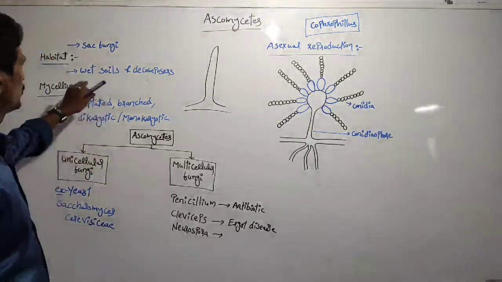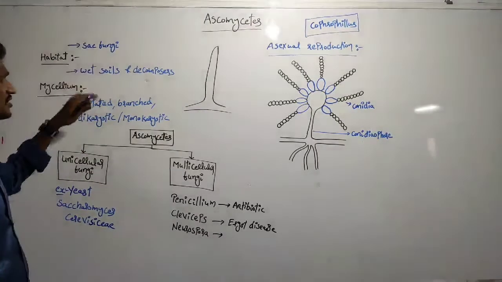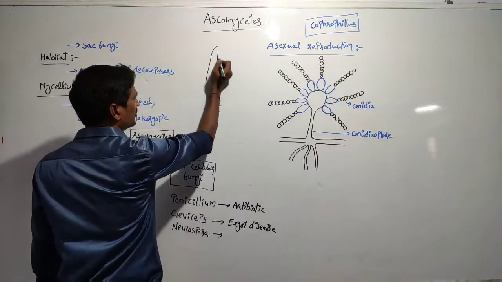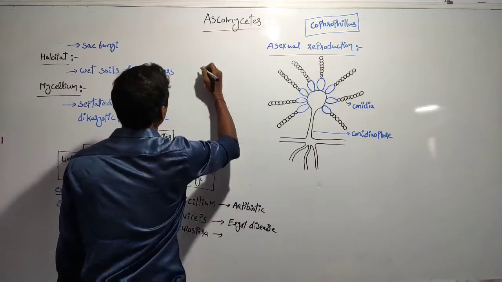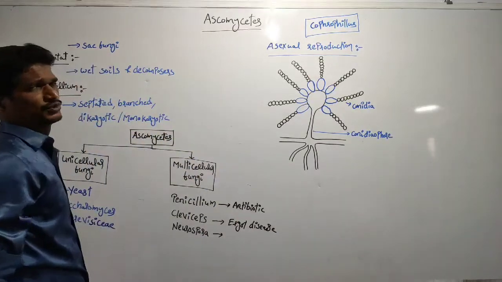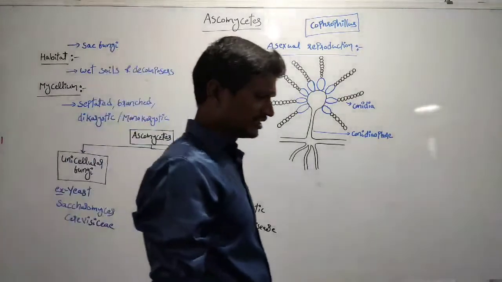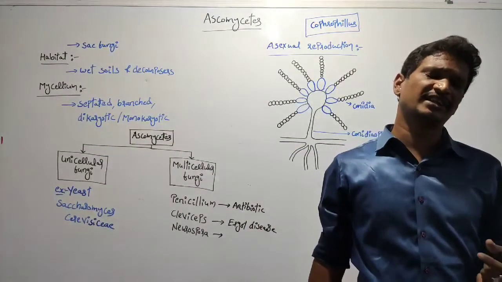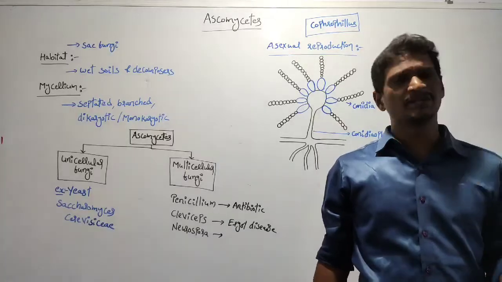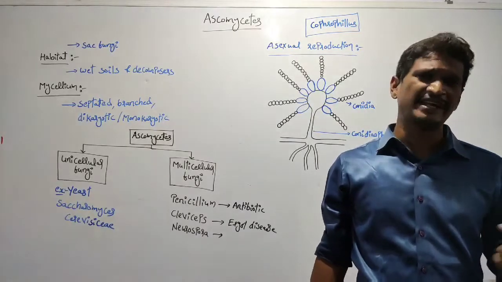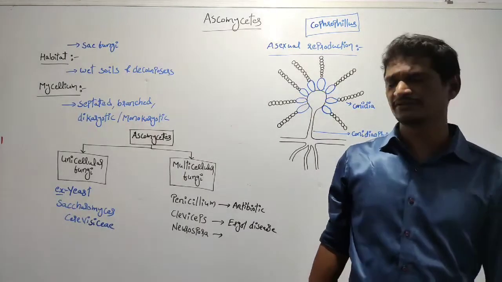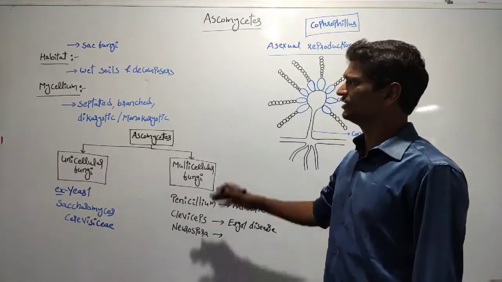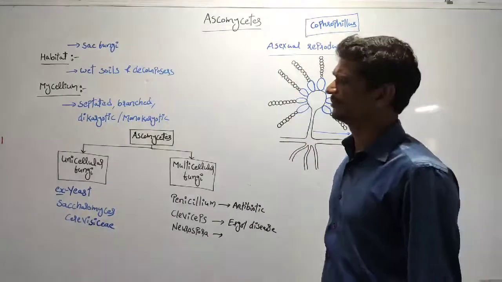The next point is the habitat. These fungi grow on wet soils, and majority of these are decomposers. They are involved in the decomposition of dead, decaying plant parts or animal parts. That is about the habitat.